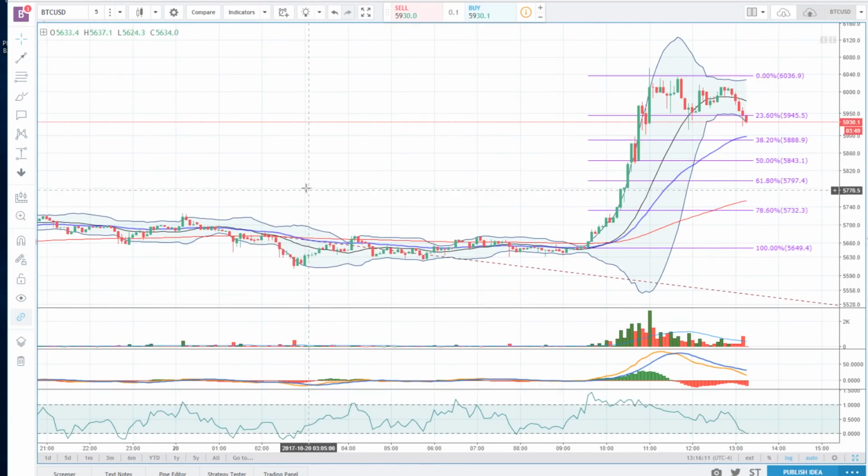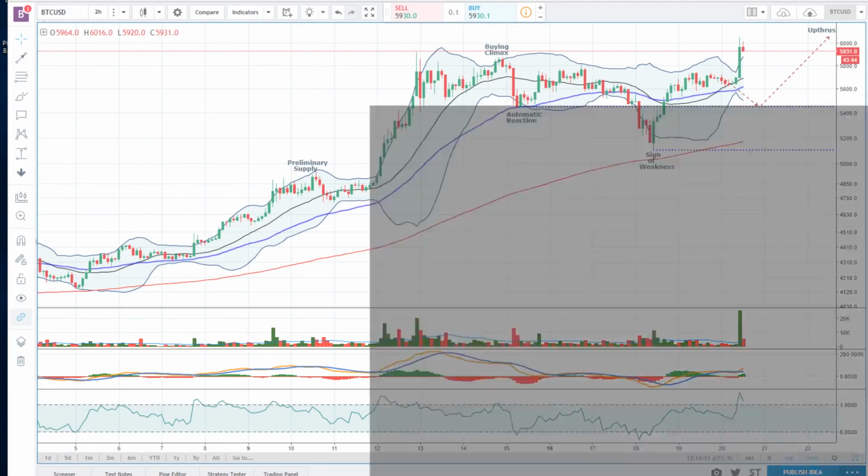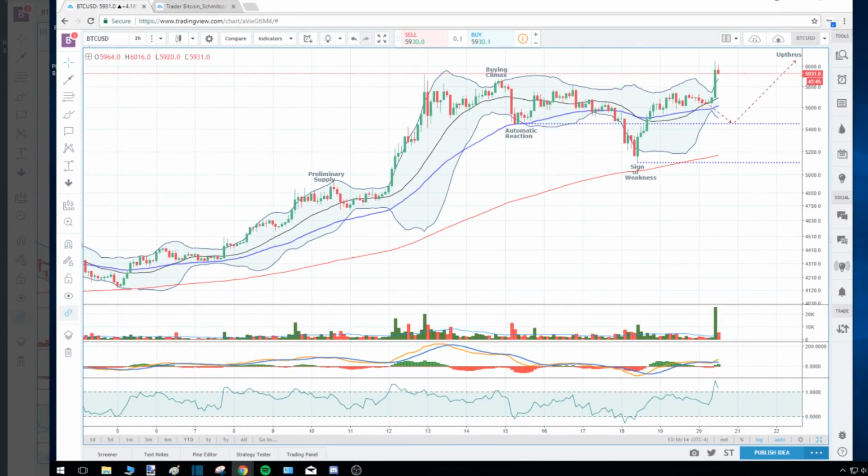For those of you who have been following me for a while, I like to talk about this Wyckoff schematic. It's called, I'll spell it out for you, it's called Wyckoff distribution.